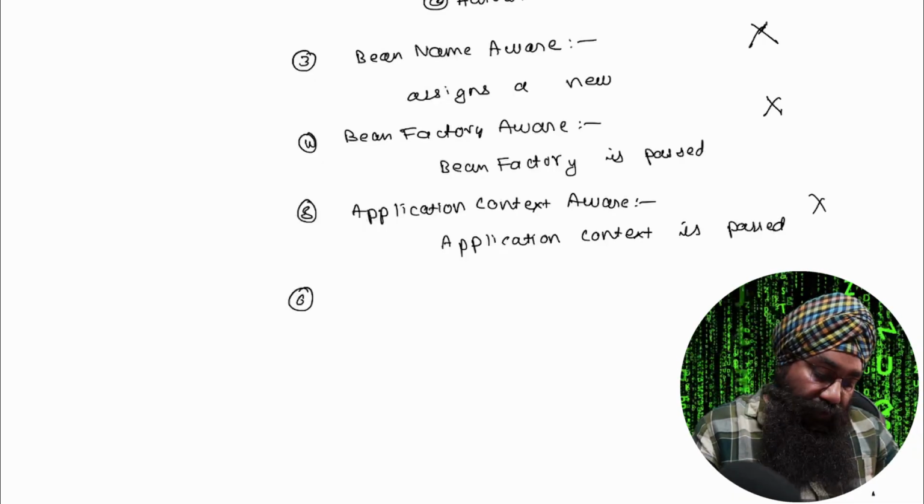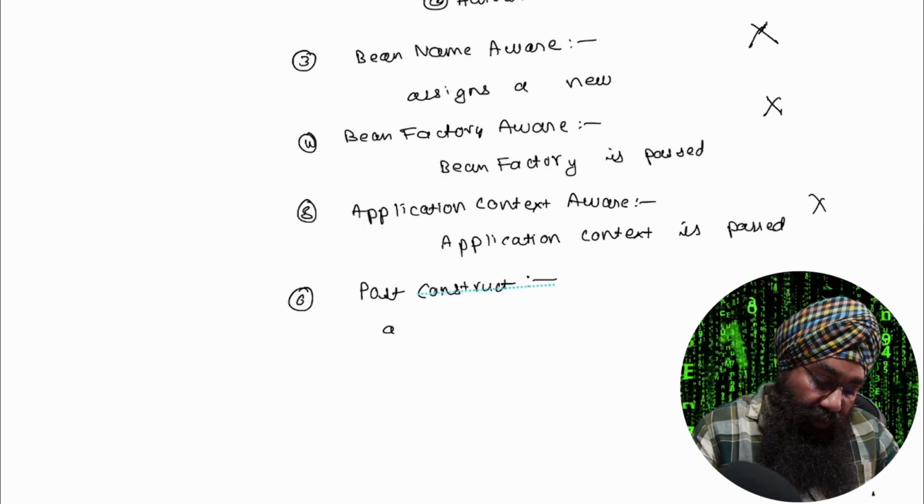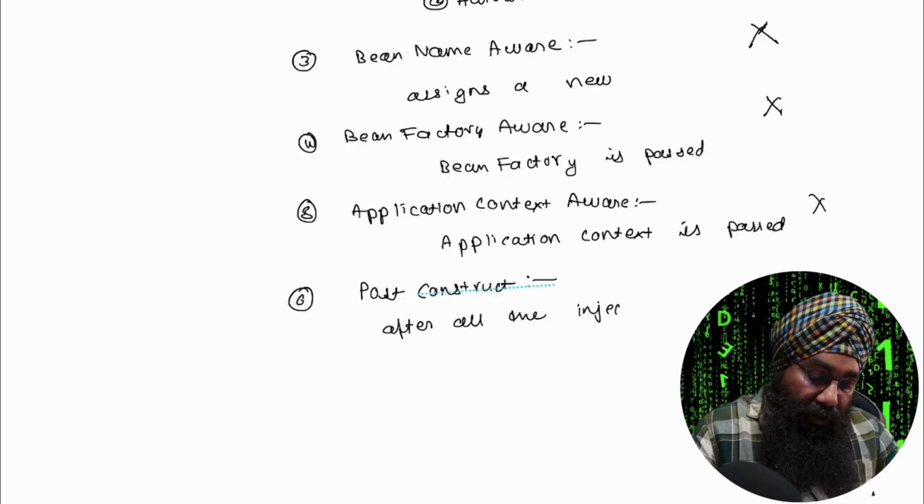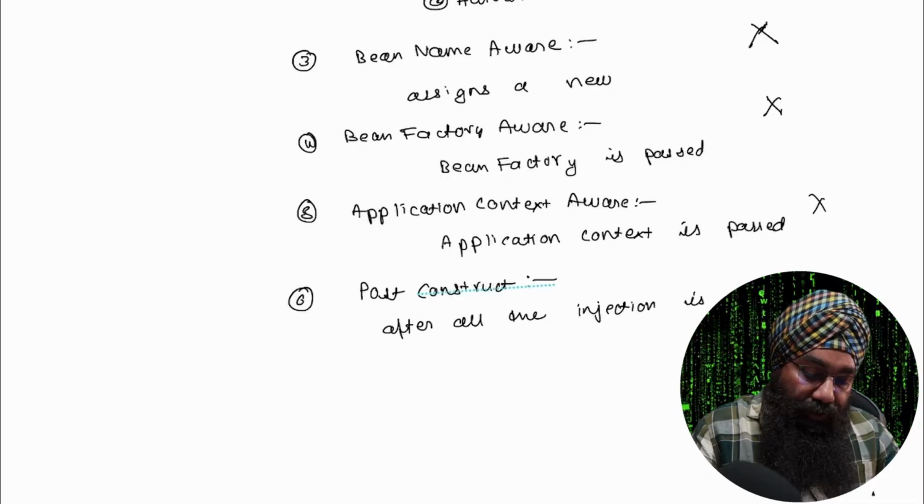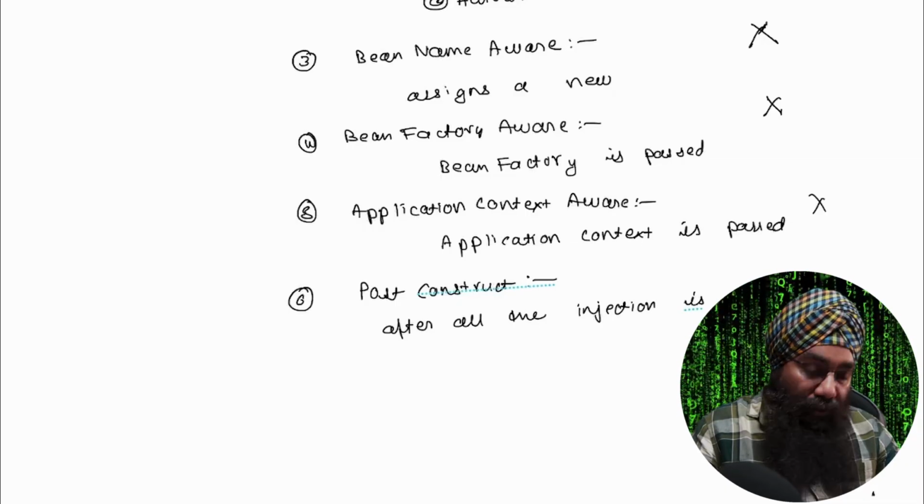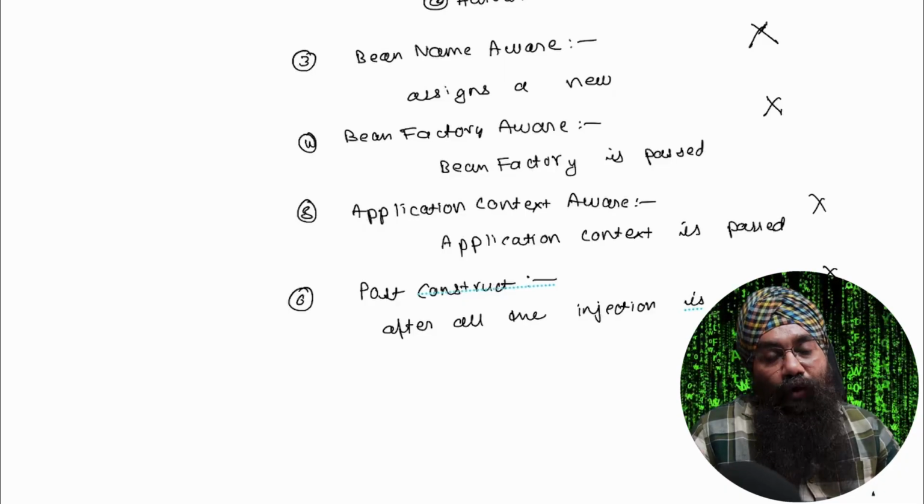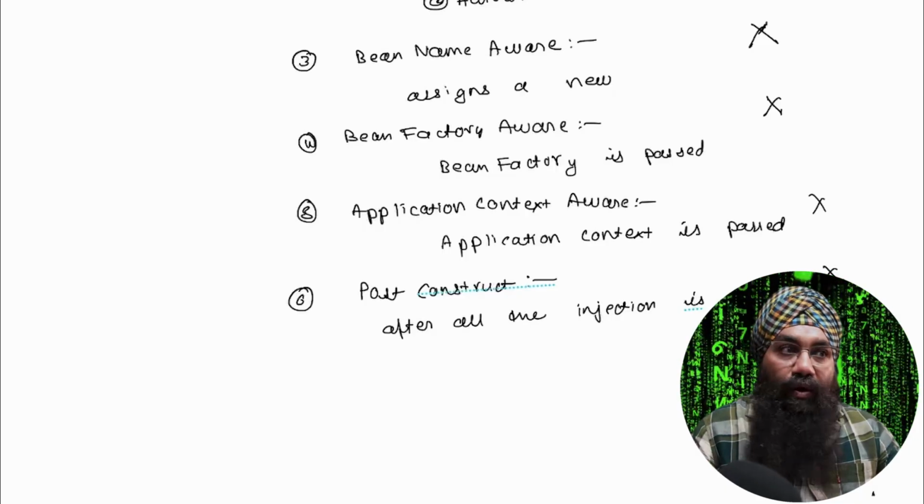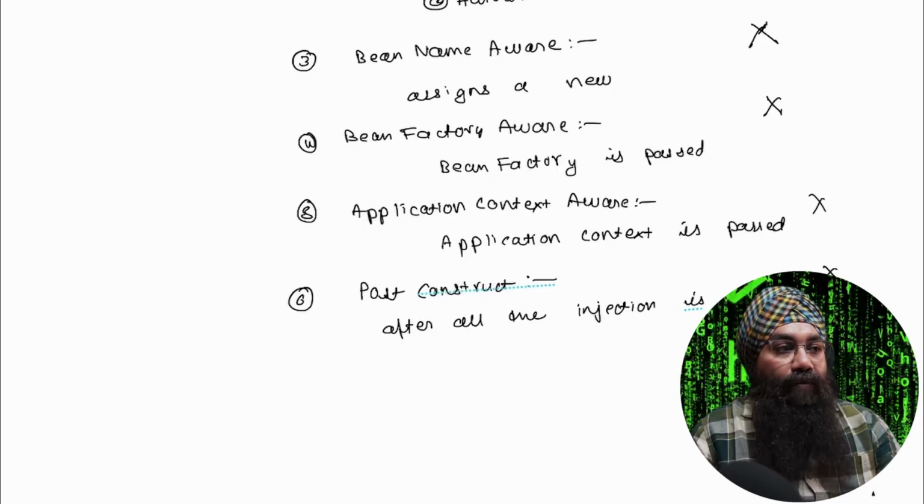Then we have PostConstruct. This method is called after all the injection is done. This is also an optional step. When everything that needs to be injected is done, then this will be called. We will see with code also how we are defining this.